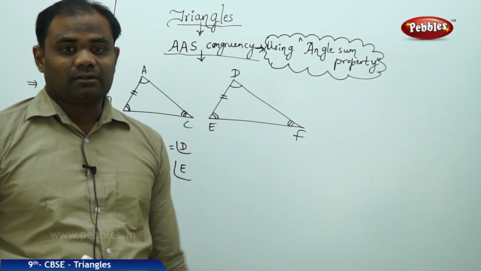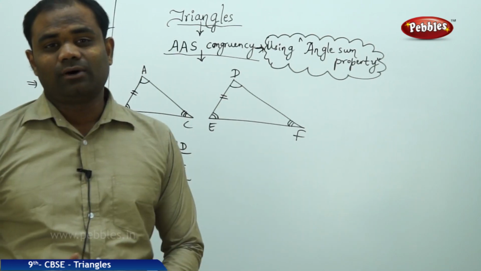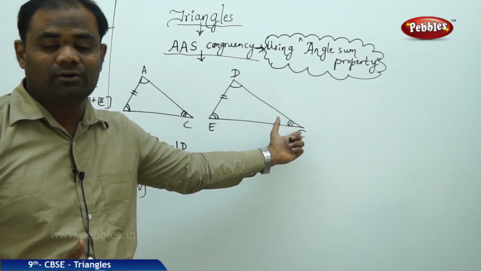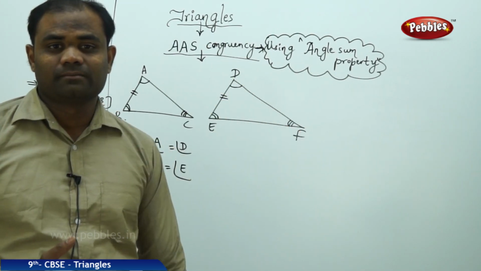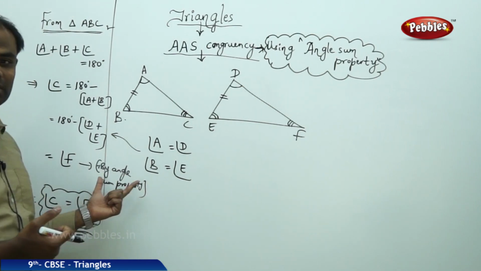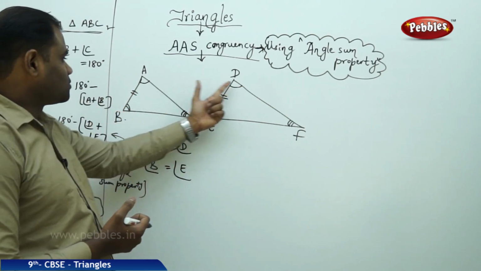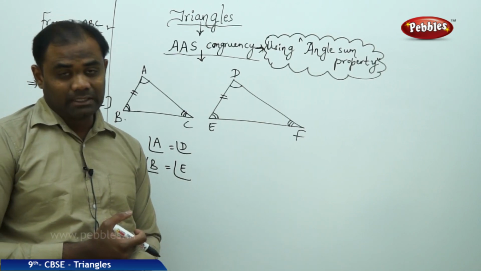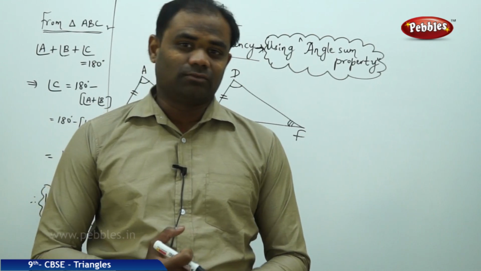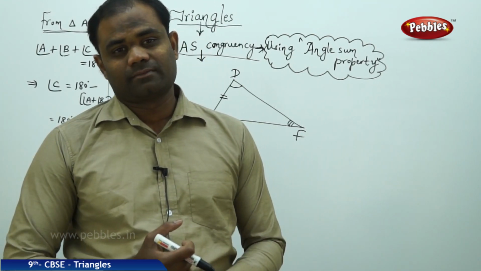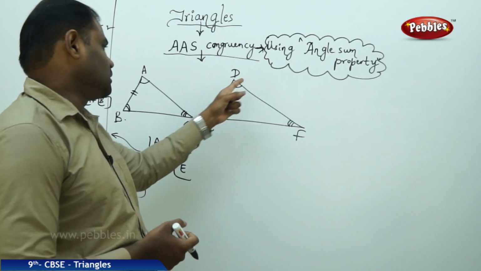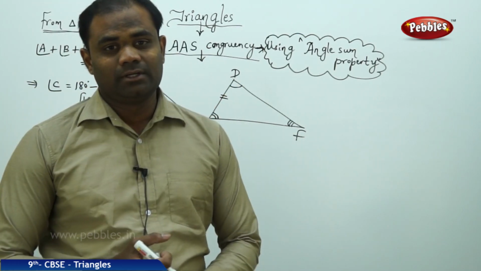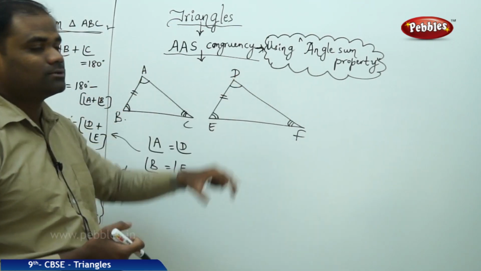That means when two corresponding angles are equal, obviously the third angle also must be equal to the corresponding angle of the other triangle. Thus, the corresponding angles of the two triangles are congruent. All three angles of the first triangle are correspondingly equal to all three angles of the second triangle, with the inclusive side, this being equal to this.